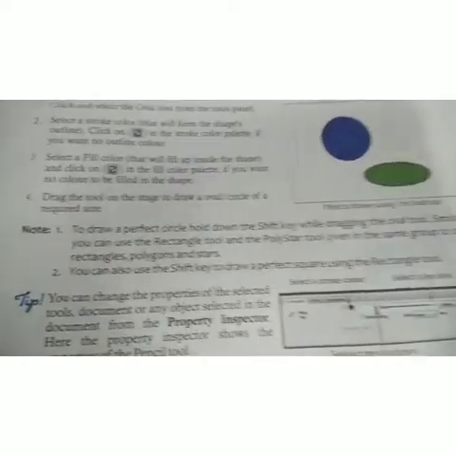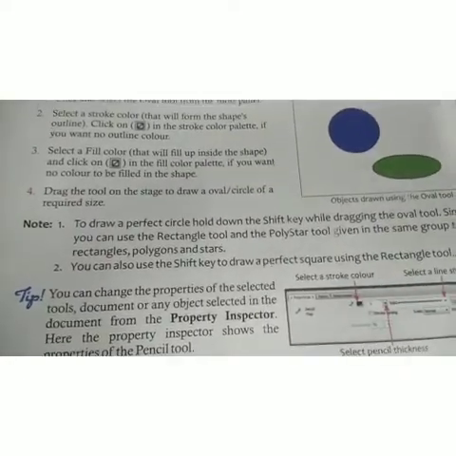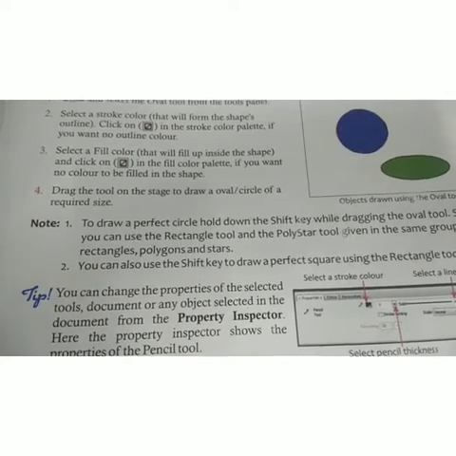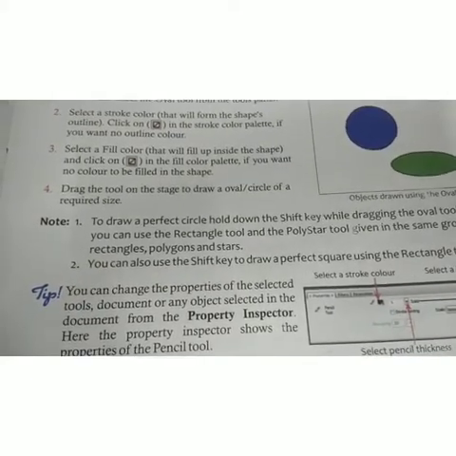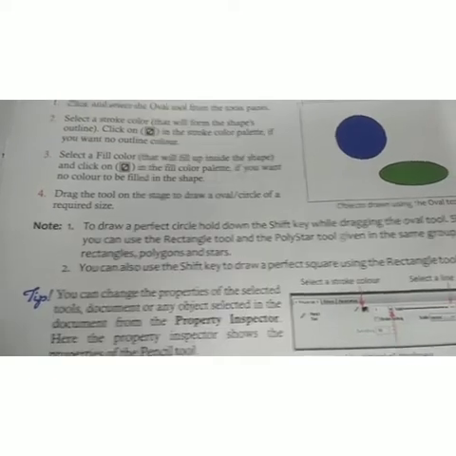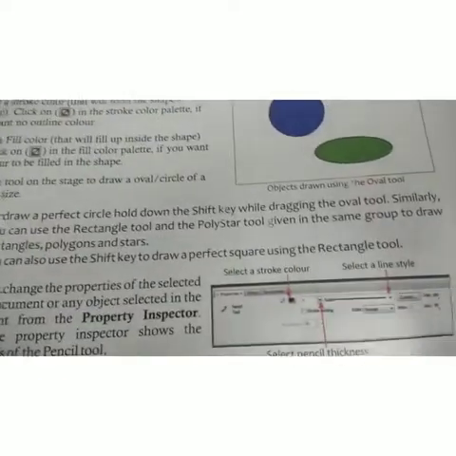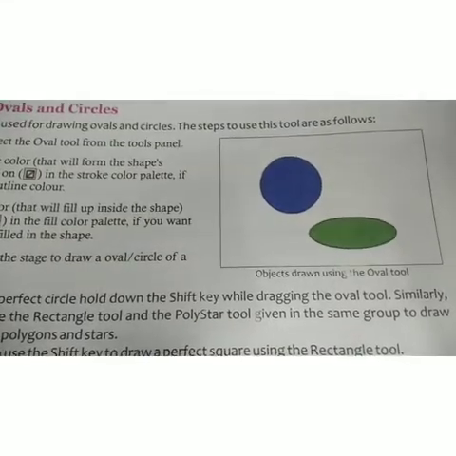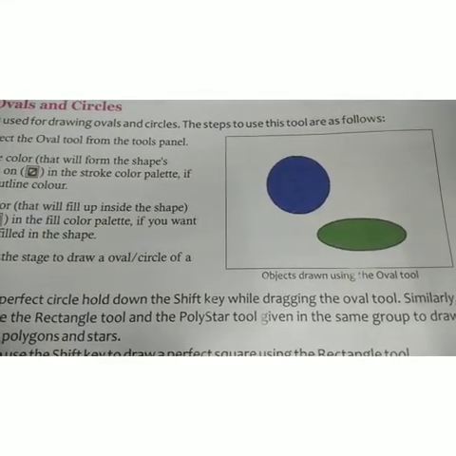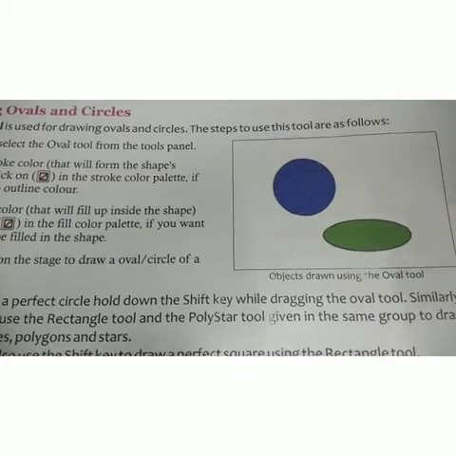And now last, students, you can change the properties of the selected tool, document or any object selected in the document from the property inspector. Here the property inspector shows the properties of the pencil tool. Now look at this. You can see the pencil thickness selection. Okay, and students, last, you can see object drawing using the oval tool. So students, just complete today's topic.